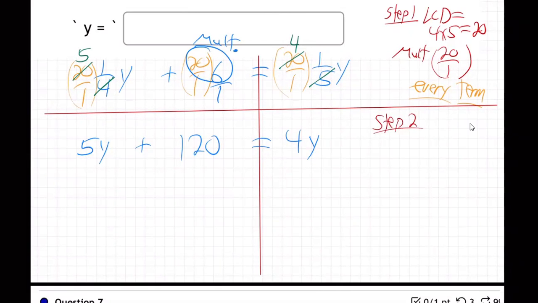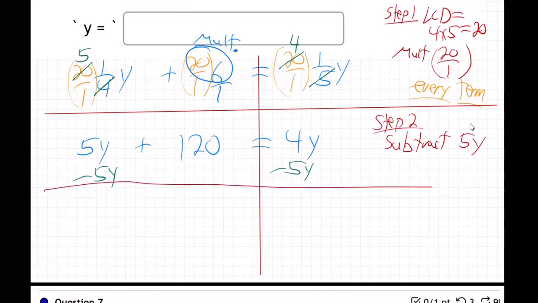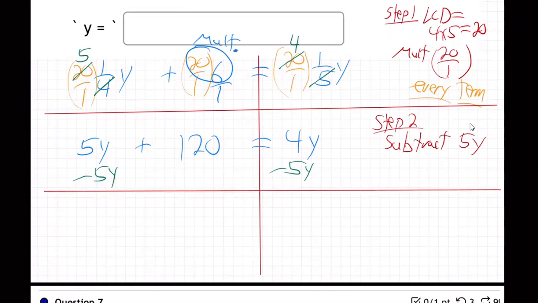What are we going to do? Well, there's a couple things you do. Probably the easiest thing is to subtract the 5y. You could subtract the 4y. That'd be a little more work. It's going to be easier just to subtract the 5y. So I'll do that. Subtract 5y. Subtract 5y. And then what's going to become of it? Well, these will cancel. This will be 120. This will be minus 1y, won't it? 4 minus 5, minus 1.